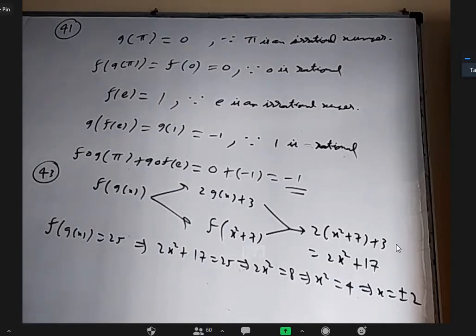Sir, 0 will be written as 0 by 0, sir. 0 you can write as 0 by 5 also, right? Why only 0 by 0? 0 by 0 is not defined. You can write 0 by 5, 0 by 9. Anything by 0 is not defined. Yes, sir, understood. Okay.